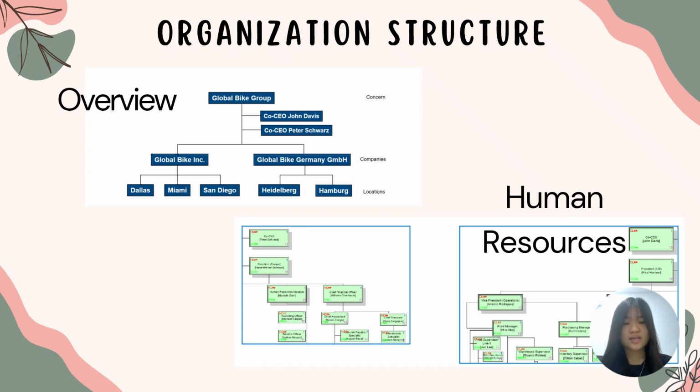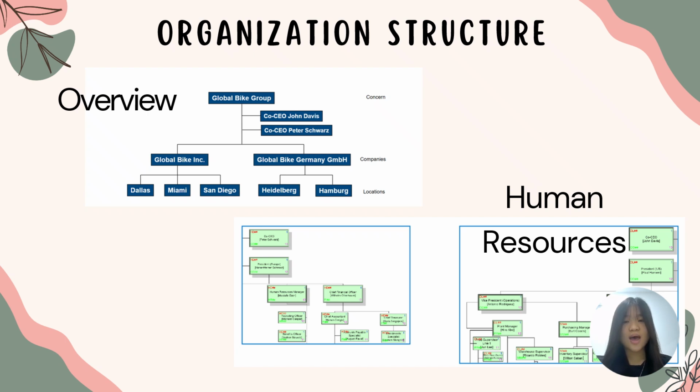This is the organizational structure of Global Byte. It has two main companies, one in the US and one in Germany, each operating across several locations. Understanding this structure is important because SAP uses organizational units such as company codes, plants, and locations throughout the system.